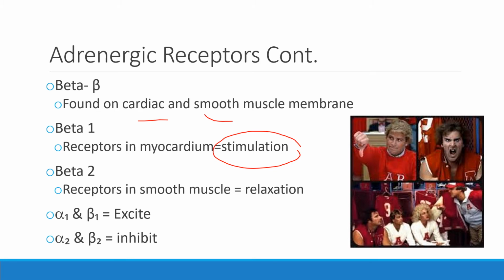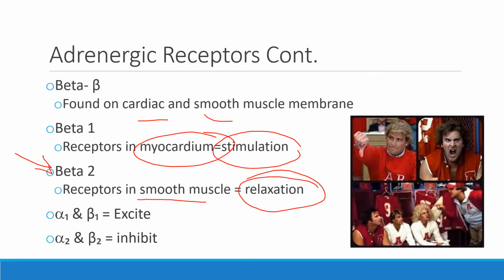Beta 2 receptors, right, when they're released, are receptors specific to smooth muscle. So this one's cardiac muscle with beta 1, and beta 2 is smooth muscle and causes relaxation. So when we give someone a drug like albuterol, it's a beta 2 specific drug, and therefore it relaxes smooth muscle, right?